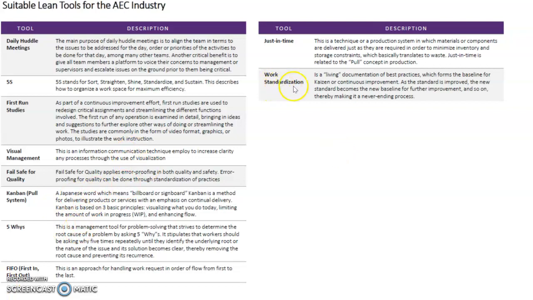Work standardization is a living documentation of best practices, which forms the baseline for Kaizen, or continuous improvement, another Japanese concept. As the standard is improved, the new standard becomes the new baseline for further improvement, and so on, thereby making it a never-ending process towards improving the process or the workflow.